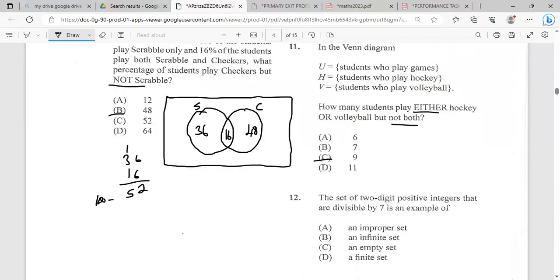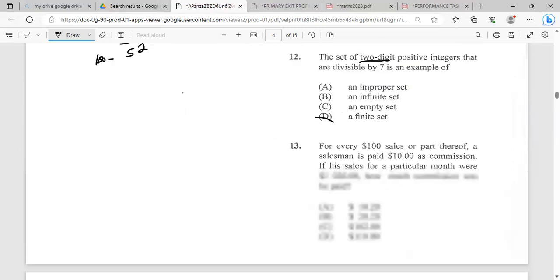All right, the set of 2-digit positive integers that are divisible by 7 is an example of, it's a finite set since it says 2-digit. So it's up to 99. All right, let's move on to number 13.